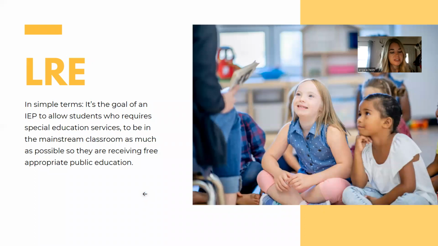Okay, so least restrictive environment. Typically in the past, children with special needs were often separated from their peers into a different classroom, and that's basically where they would remain all day. It's not like that today. The goal of least restrictive environment is for the child who participates in special education to be included in the general classroom with their peers as much as possible.